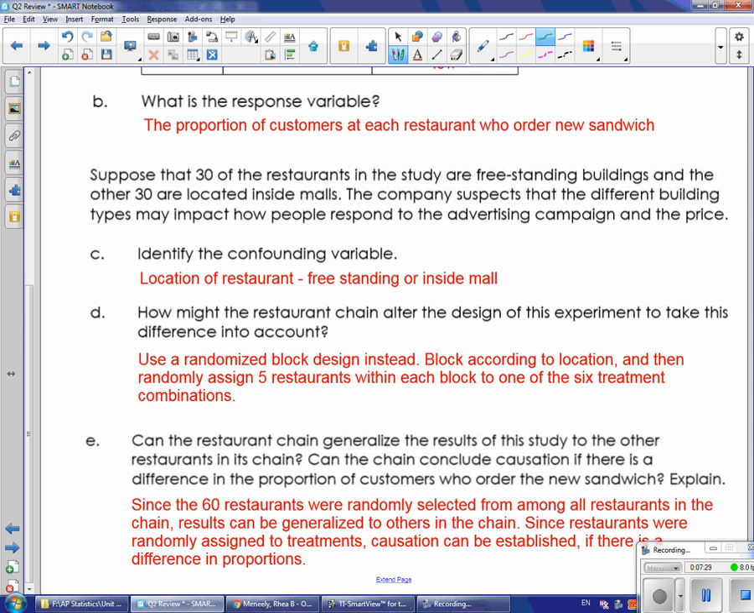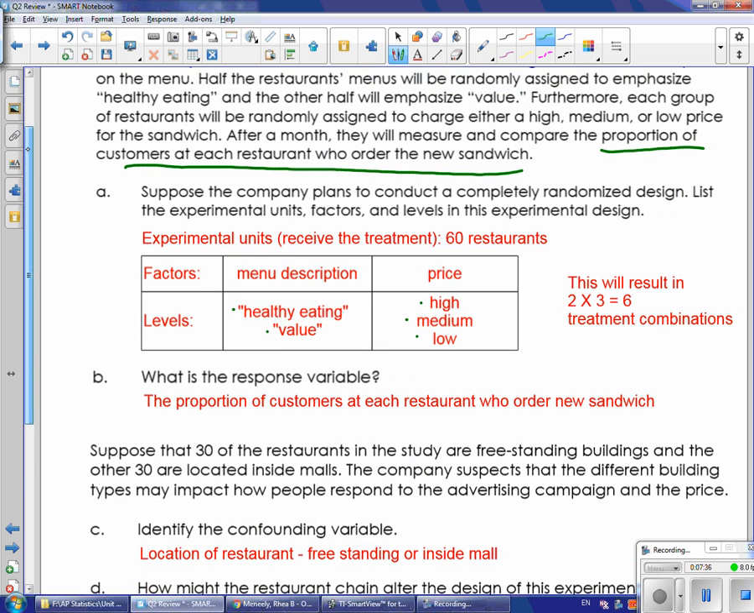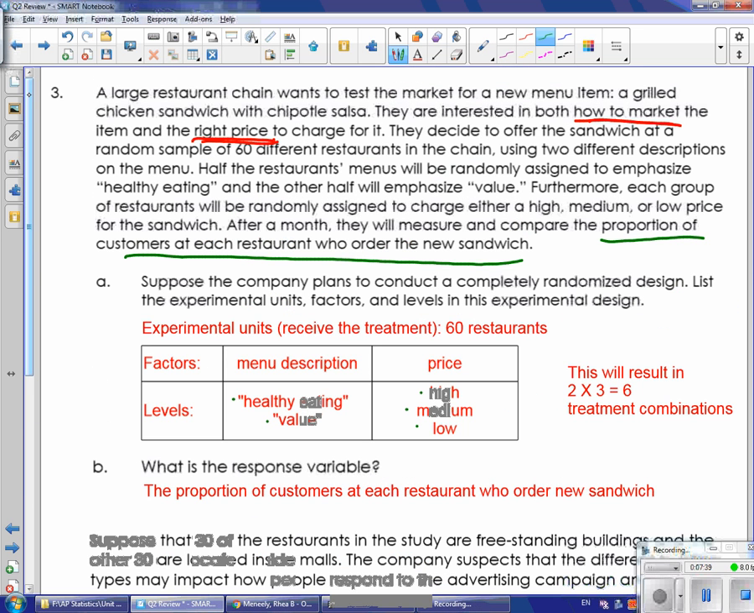In letter E, it says, can the restaurant chain generalize the results of the study to other restaurants in its chain? The only way that we can generalize to a larger population is if we've used random selection. And if we go back into the problem, it says that they used a random sample of 60 restaurants in their chain. So because we've chosen the restaurants randomly, I can generalize my results to the rest of the restaurants in the chain.